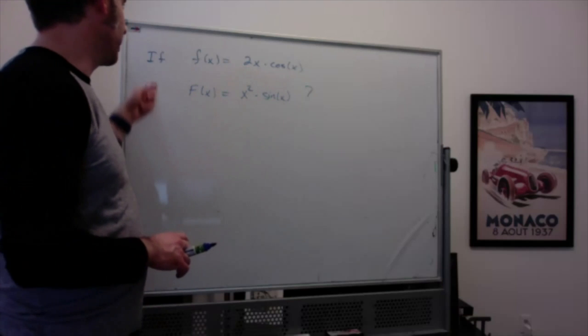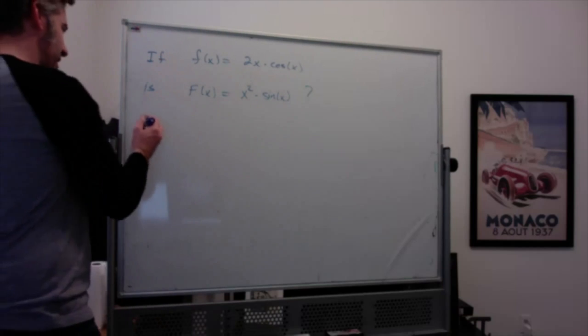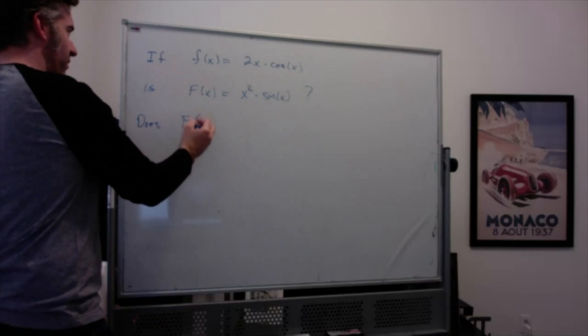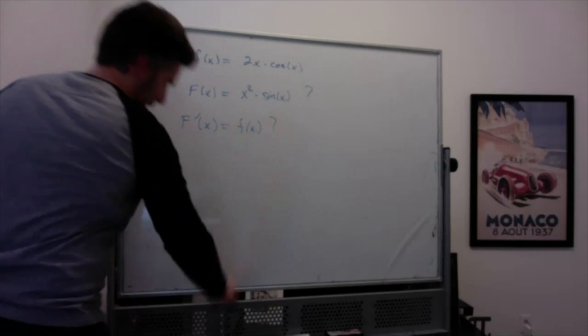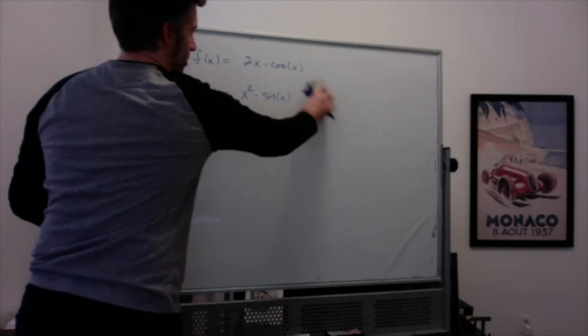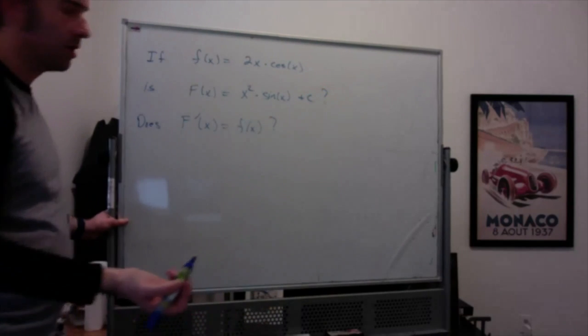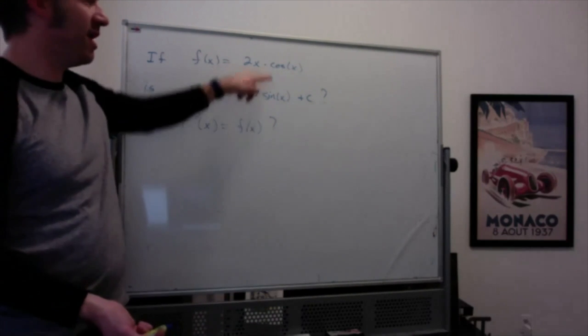So if I'm asking, does a function have a certain antiderivative, the question I'm really asking is, does the derivative of the antiderivative equal f of x? And I suppose I should have a plus c over here. What do you guys think? Yes or no? Does the derivative of that equal that?